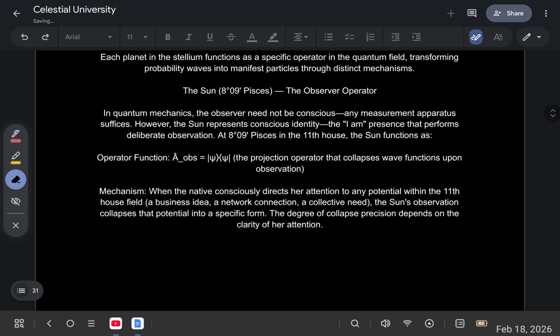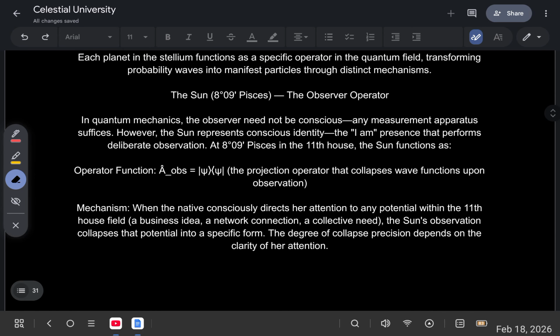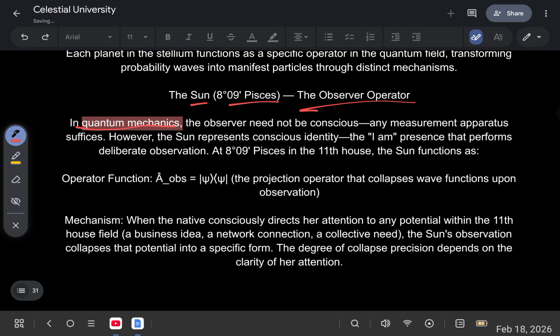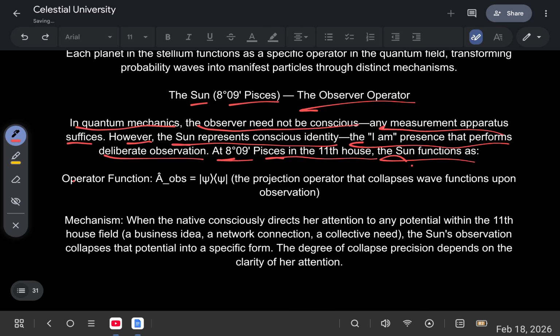Of course, we observe the Sun, which is at 8 degrees 09 Pisces. The observer operator. So in quantum mechanics, the observer need not be conscious. Any measurement apparatus suffices. However, the Sun represents conscious identity, the I am presence that performs deliberate observation. At 8 degrees 09 Pisces in the 11th house, the Sun functions as the projection operator that collapses wave functions upon observation.